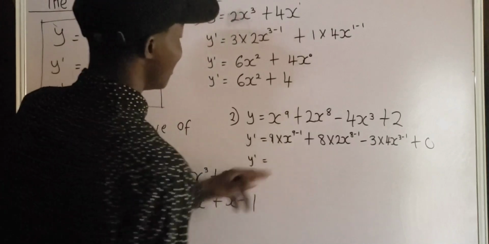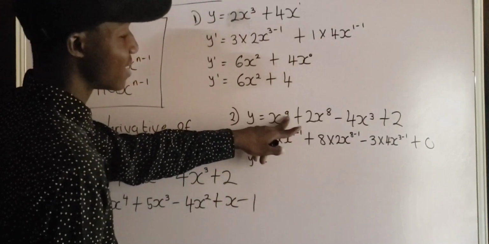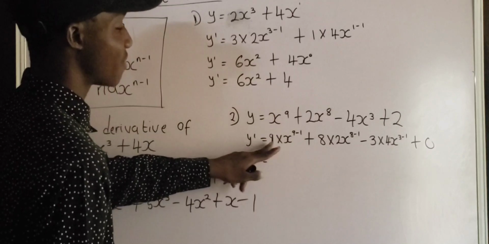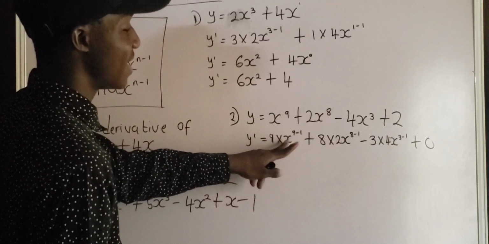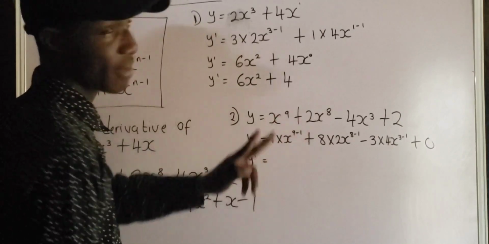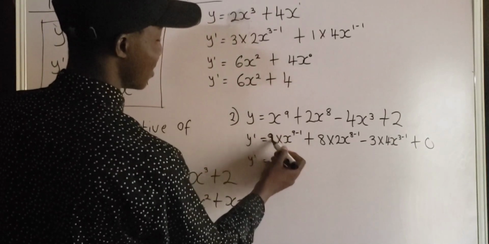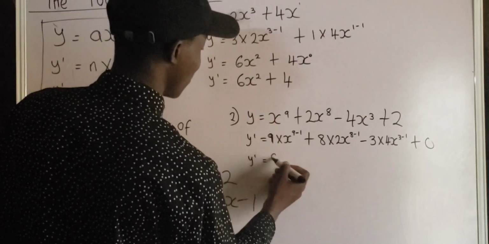This should be 9. Sorry, this should be 9 because x is raised to the power of 9. 9 will multiply the coefficient of x, which is 1. So I'm going to have 9 multiplied by x raised to the power of 9 minus 1. Do you understand? So please don't get confused. This is 9, okay? It is not 1. Now let us proceed. This will be what?